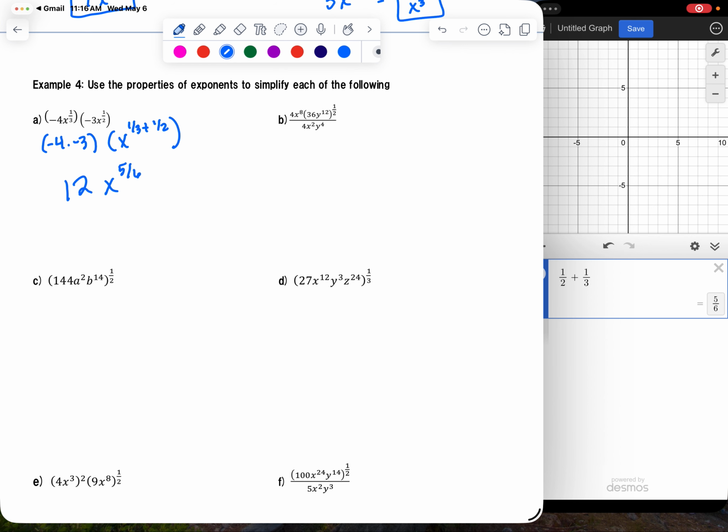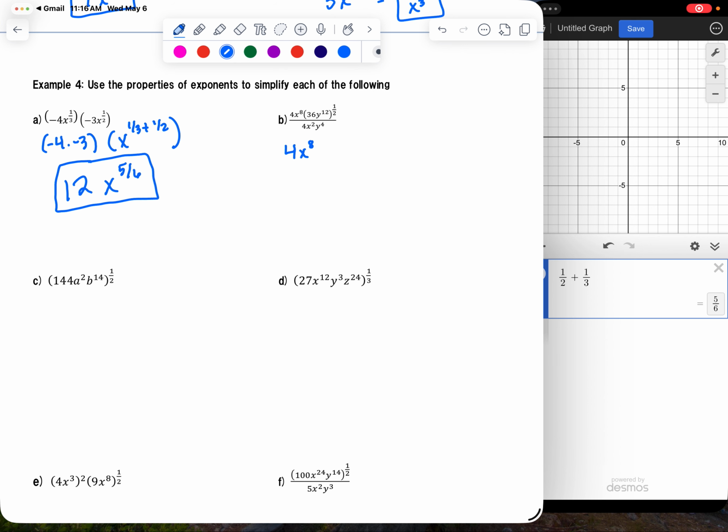Again, you can use your calculator to add, well, we already did that in our previous example. 1/2 plus 1/3 equals 5/6. It's still in my calculator from our previous problem. All right, in problem B, we have 4x to the 8 power times 36y to the 12 raised to the 1/2 power over 4x squared y4. Now, before we can complete this problem, we need to simplify the numerator because it's kind of got a lot going on. There's nothing we can do with 4x to the 8, so I'll just write that down.